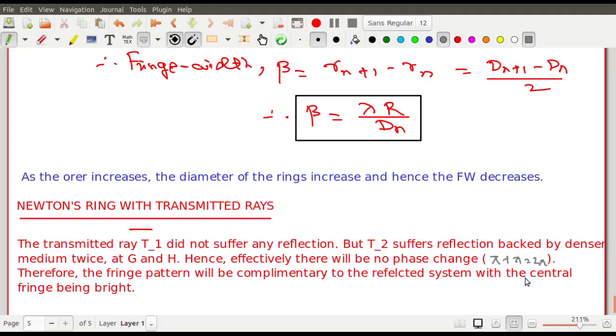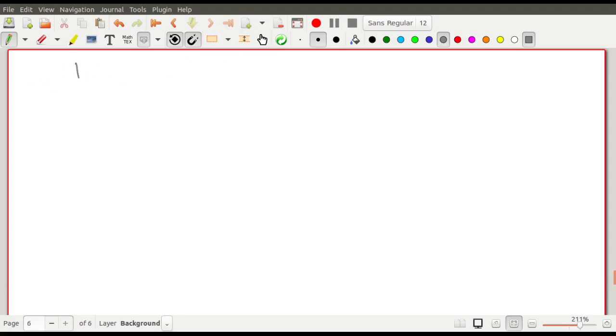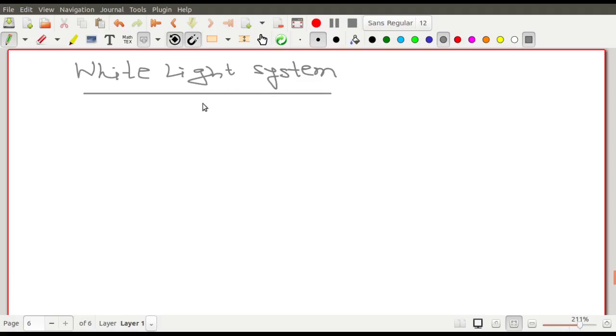So everything I needed to discuss in interference of light has been discussed with you. There are no remaining issues to be discussed. Just one of the ideas that you should gather is the white light system. So what actually happens in a white light system?